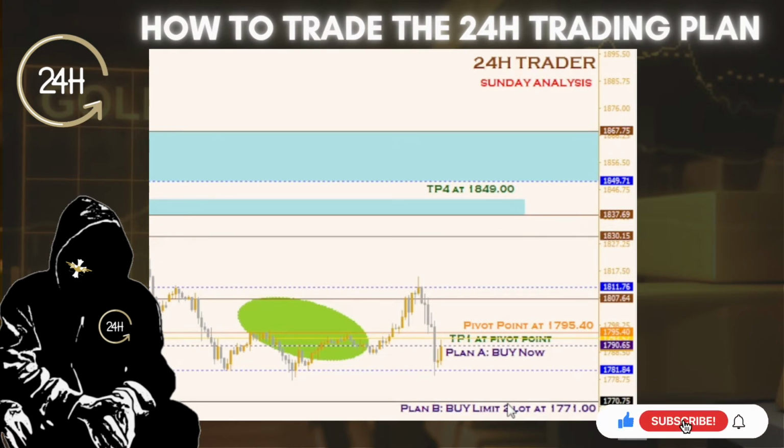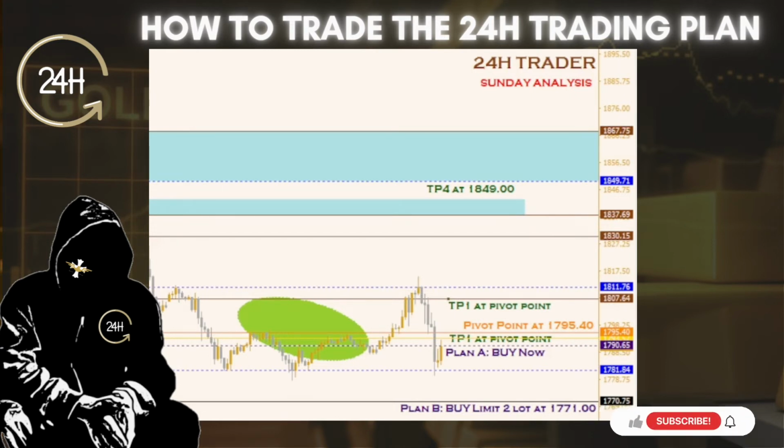When the Sydney market opens on Monday, it will be at 6 a.m. GMT plus 7, so you can adjust to your local time. GMT plus 7 is actually the Jakarta time. Yes, I'm in Indonesia, so plan A will be to open when the market opens on Monday at 6 a.m. Jakarta time. So you can adjust to your local time.